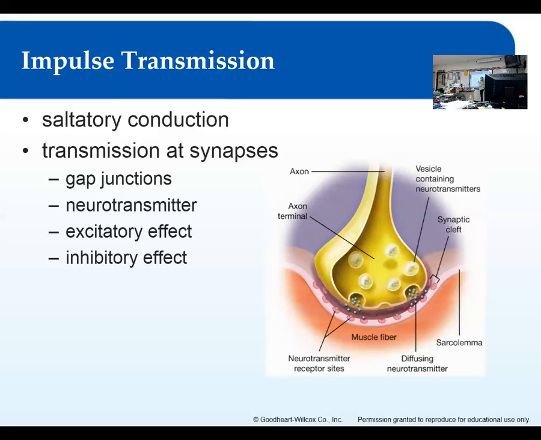Now, I think I told you the other day, in multiple sclerosis, this myelin sheath actually breaks down. So they end up with a lot of spastic type movements because it just can't conduct that impulse the way that it's supposed to.